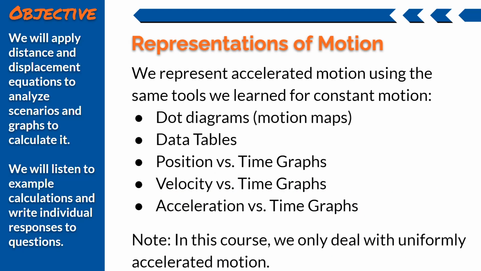All right. We can represent accelerated motion using the same tools we used for constant motion. We already talked about all of these except for the last one. We've talked about dot diagrams, which are our motion maps. We have talked about data tables. We just looked at a couple. Position versus time graphs, velocity versus time graphs, and today we're going to talk about something new called an acceleration versus time graph.